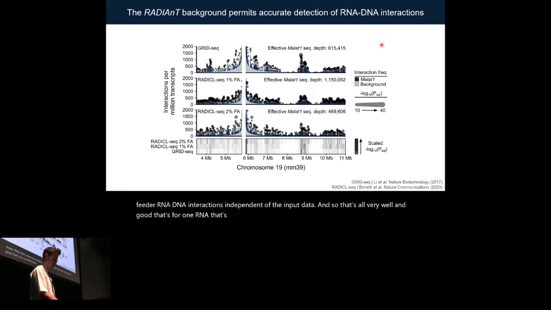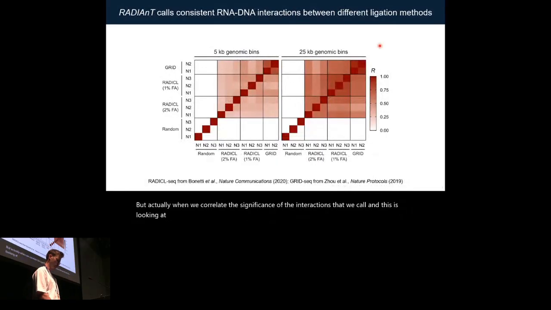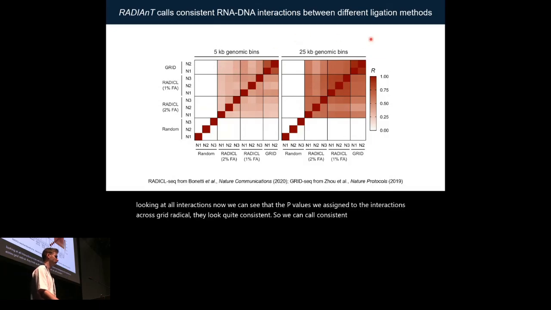You might be asking, there are all these other RNAs present in the genome. But actually, when we correlate the significance of the interactions that we call, and this is looking at all interactions now, we can see that the p-values we assign to the interactions across GRID, RADICL, they look quite consistent. So we can call consistent RNA-DNA interactions in a genome-wide manner across all of the RNAs that are present.